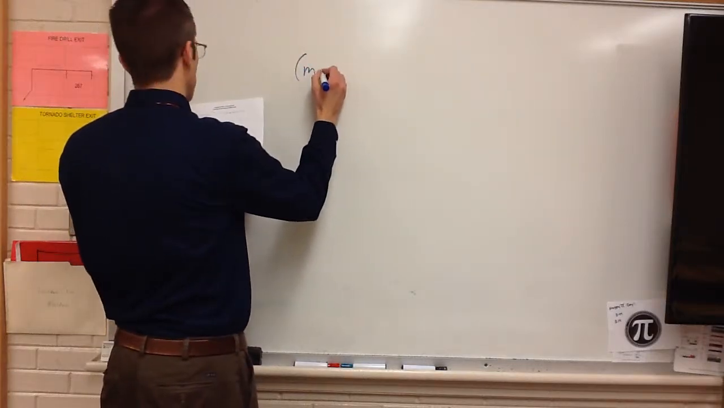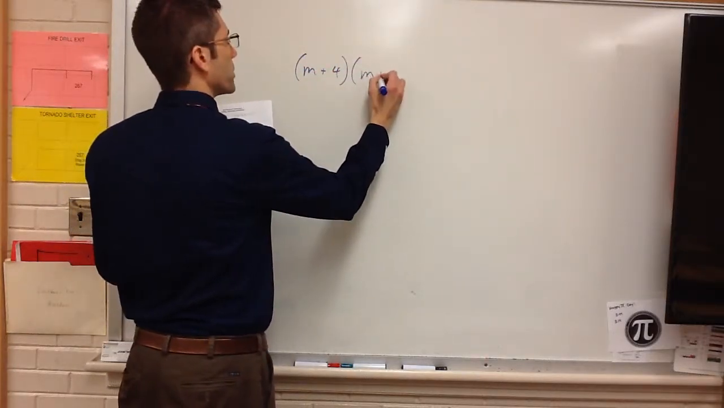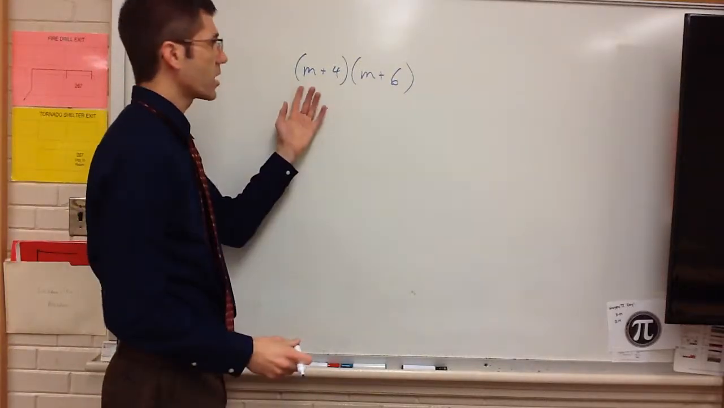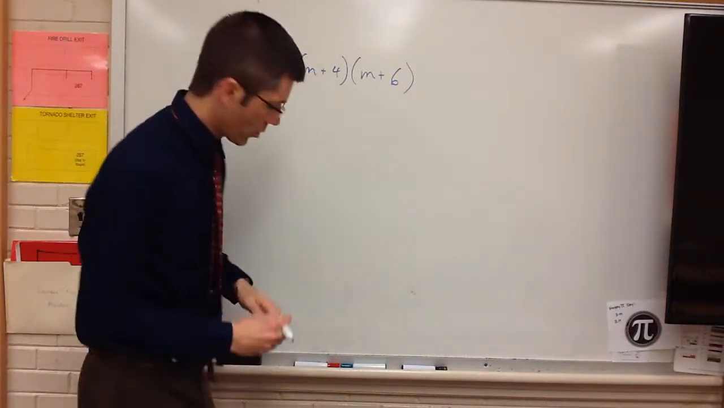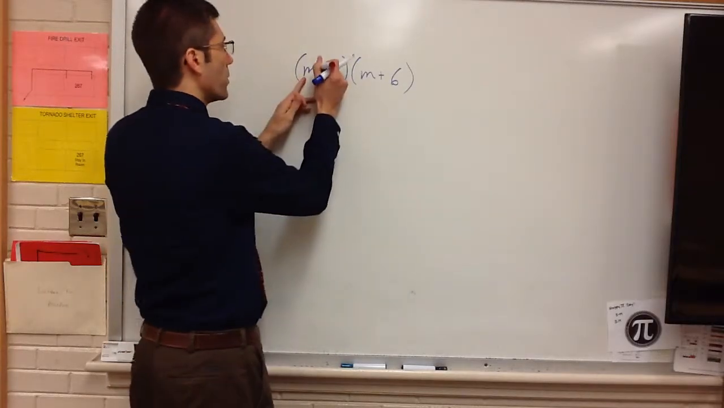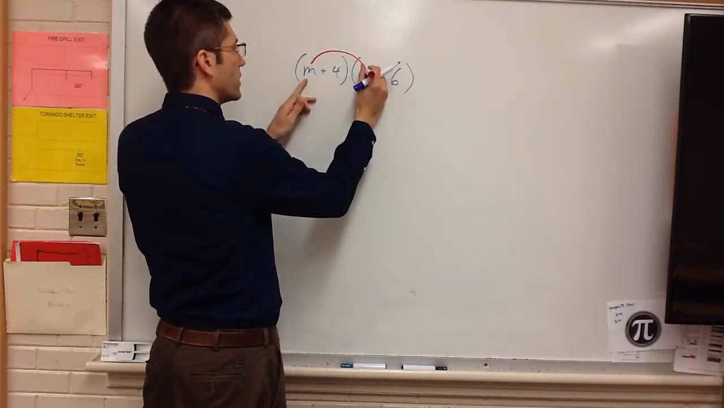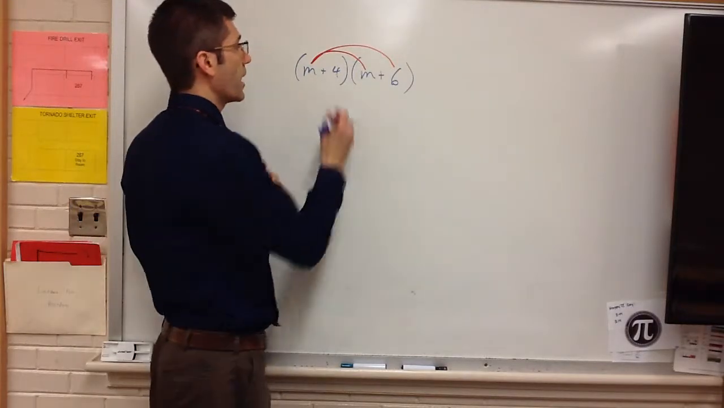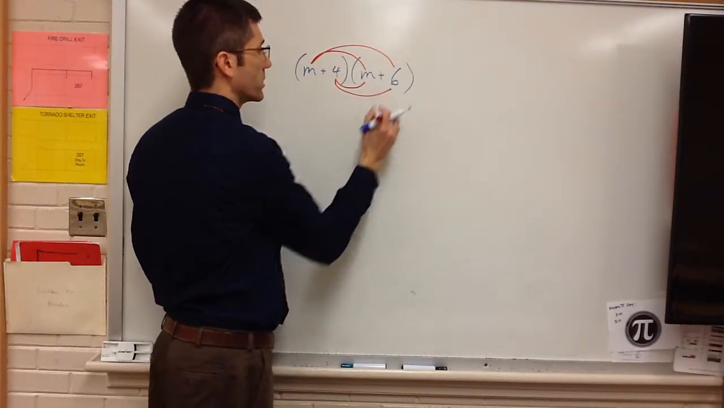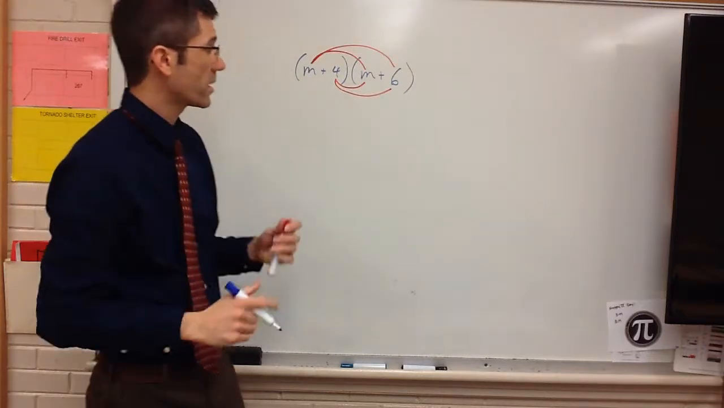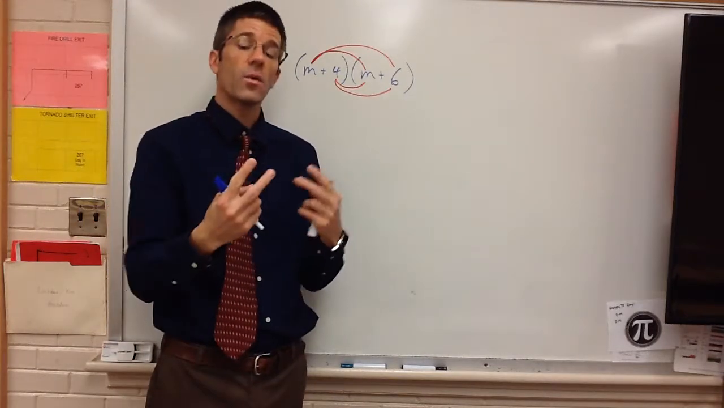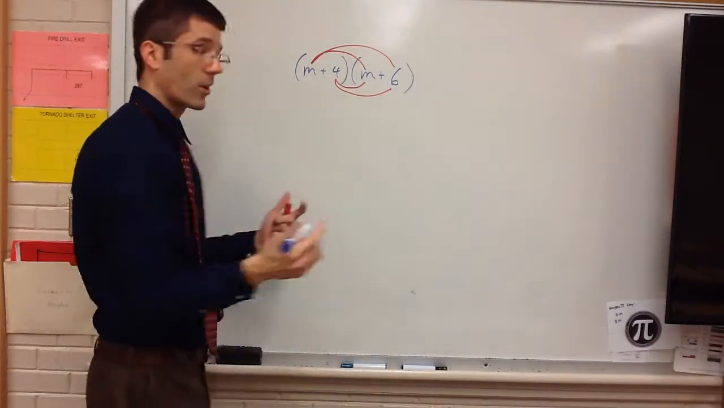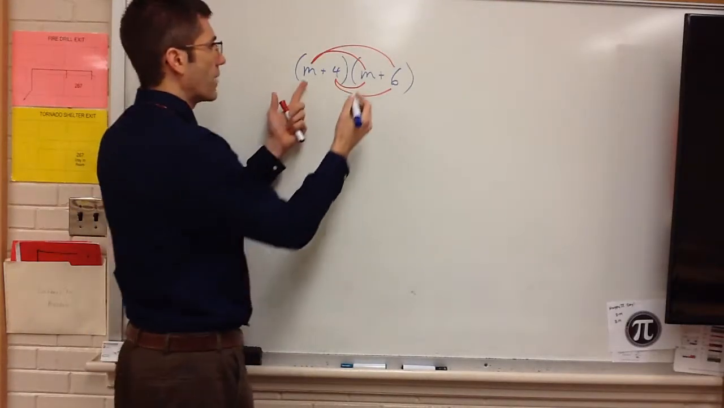So m plus 4 times m plus 6. So here's the deal. What we're going to do is multiply everything over here with everything over here. So we have an m that's going to get distributed to both of those. And we also have a 4 that's going to get distributed. Now, I think you noticed what just happened here. We have two things multiplied by two things. We're eventually going to have 4 terms. We'll combine some of them and make them like terms. Well, they are like terms. We'll combine them.